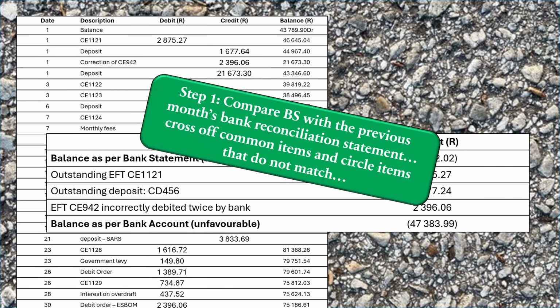Right, step number 1, compare the bank statement with the previous month's bank reconciliation statement. Cross off all items and circle items that do not match. So let's work through this. Compare the bank statement, there it is in the background, with the previous month's bank reconciliation statement, which was given, and that was for February.